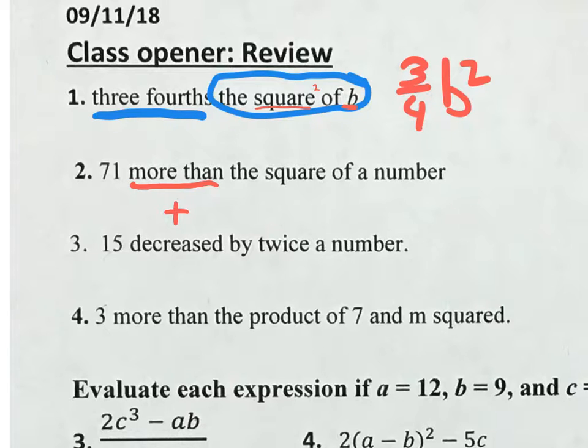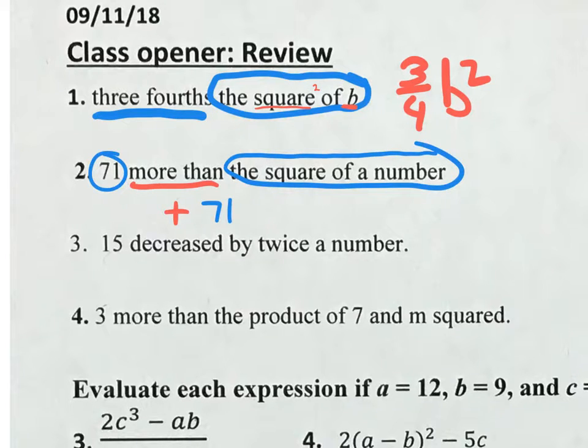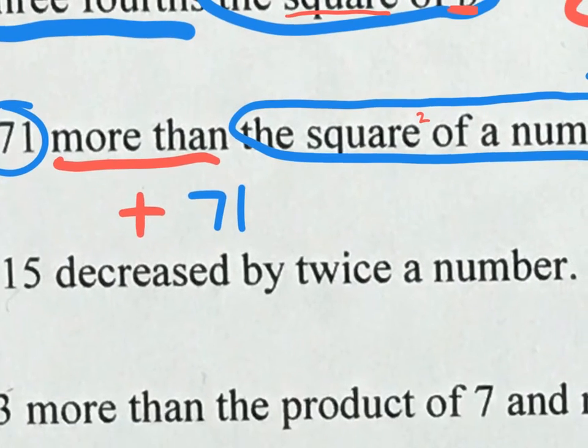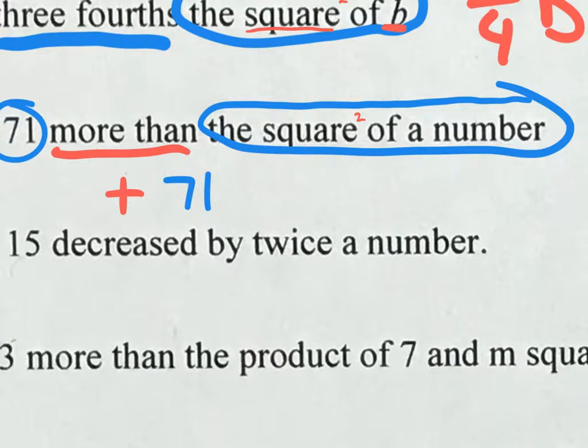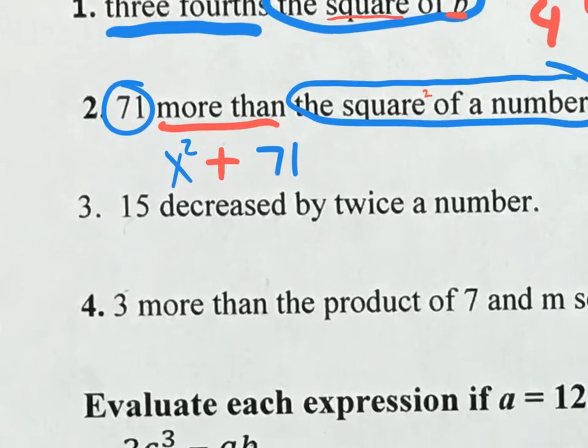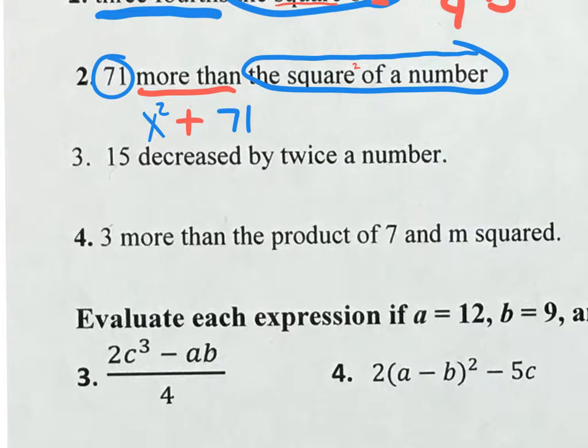So right here, 71 more than. You're not going to write this 71 at the beginning. You're going to write it over here at the end, okay? Now, what belongs in the front? This belongs in the front, the square of a number. What does the word square mean? The little exponent of 2 right there. Okay. Now, where are we going to put that little exponent of 2? On a number. Now, we don't say which number it is. So what are we going to use? X. So we're going to say x squared. There you go. X squared plus 71 is the correct algebraic expression for that verbal phrase.